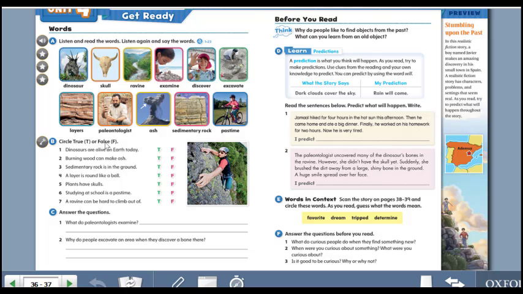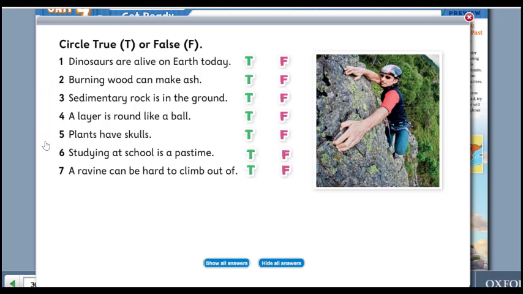Okay, let's do exercise B. Circle true or false. Number 1. Dinosaurs are alive on Earth today. What do you think? Is it true or false? Very good, it's false. Number 2. Burning wood can make ash. What do you think? Is it true or false? Exactly, it's true.